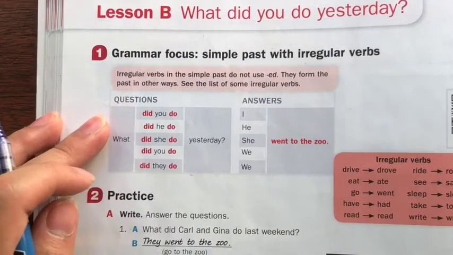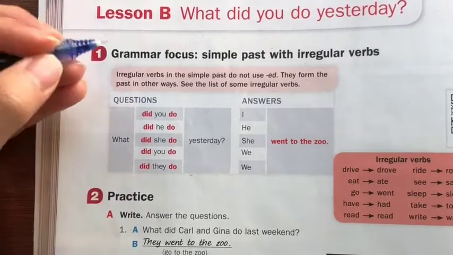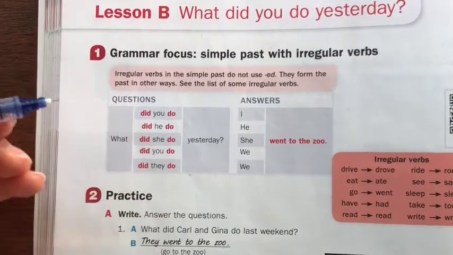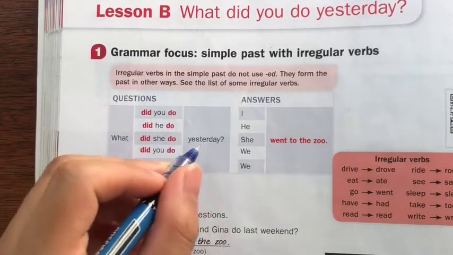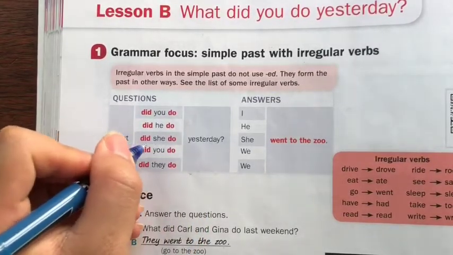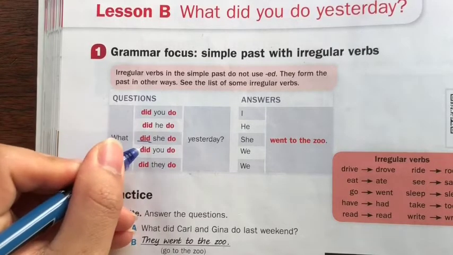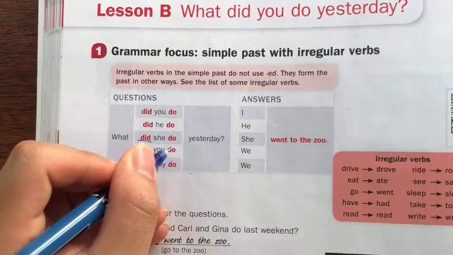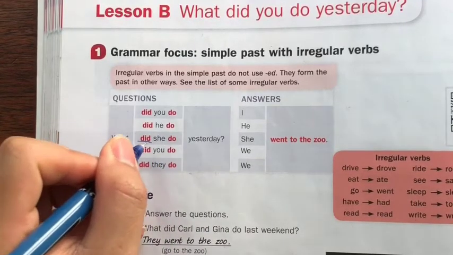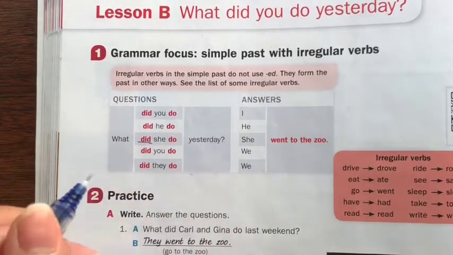So, when we ask a question, we start with do or did. So what did you do yesterday? What did she do yesterday? We changed the first verb to past tense. And then the verb after it is in present. So we say, what did she do yesterday?